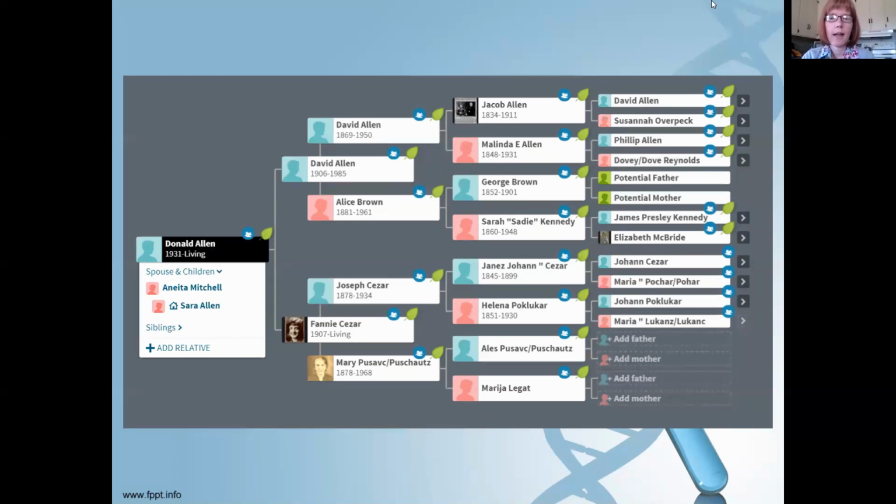And so we don't have a lot of information about those people. But this autosomal test will pull up matches from all of these lines.